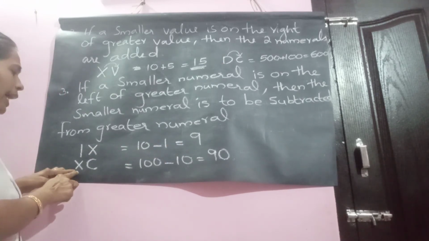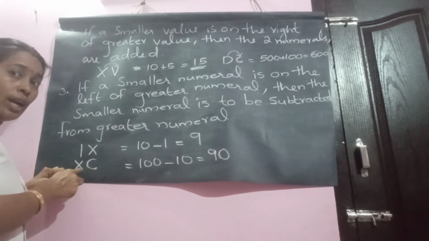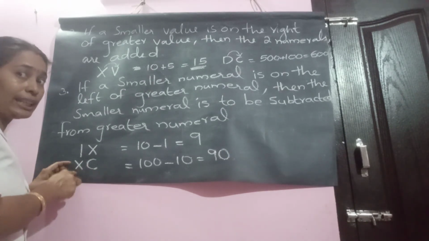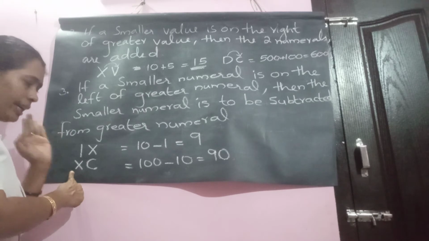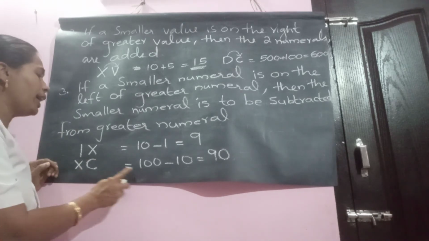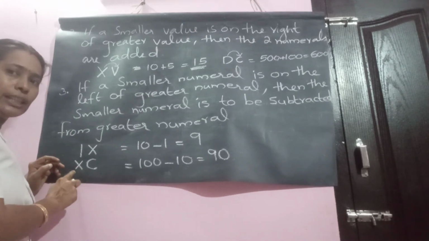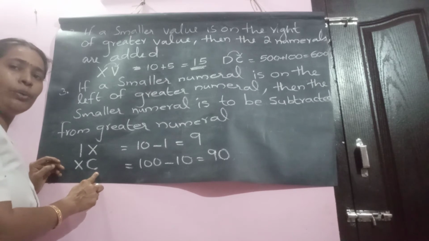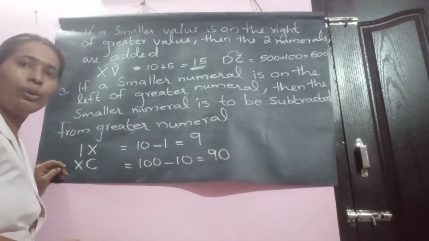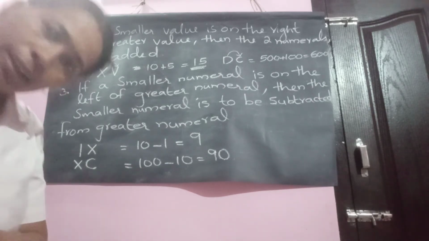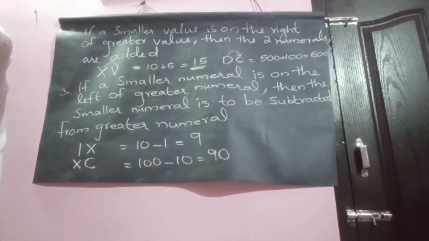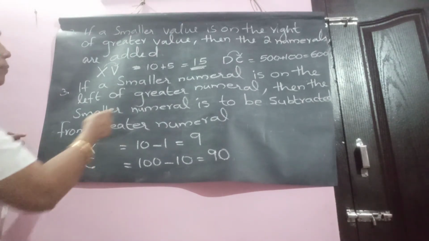Similarly, when you write XC, X is small, C is greater, and X is on the left-hand side. So we subtract the X value from the C value: 100 minus 10 equal to 90. Okay, let us continue.